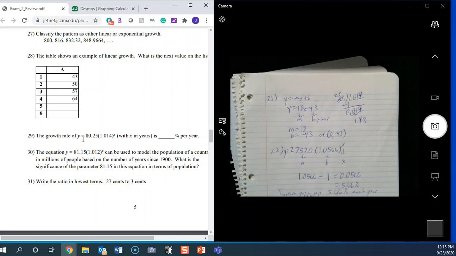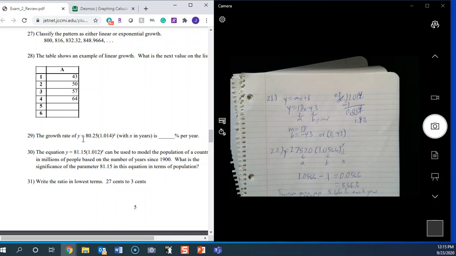Okay, 30. It says the equation y equals 81.15 times 1.012 to the x can be used to model the population of a country in millions of people based on the number of years since 1900.